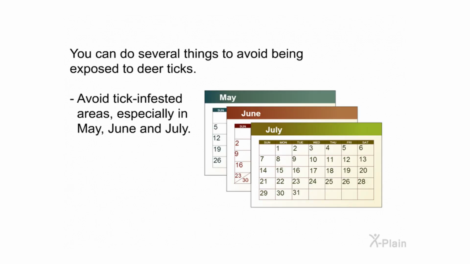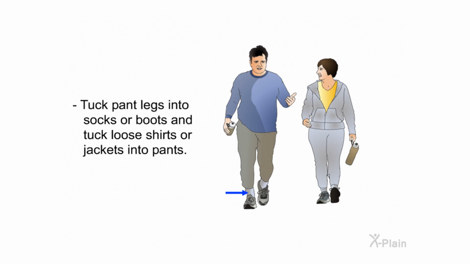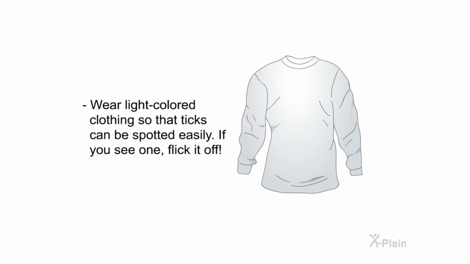Prevention. You can do several things to avoid being exposed to deer ticks. Avoid tick-infested areas, especially in May, June, and July. Wear long-sleeved shirts, socks, and closed shoes when outdoors. Tuck pant legs into socks or boots and tuck loose shirts or jackets into pants. Wear light-colored clothing so that ticks can be spotted easily. If you see one, flick it off.